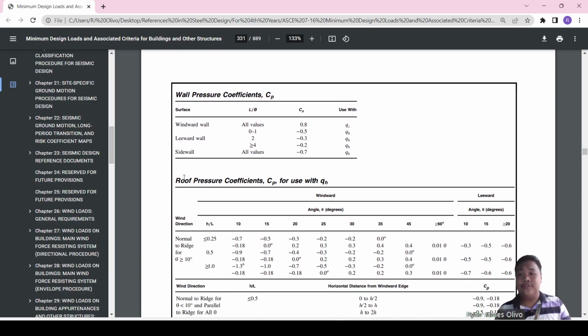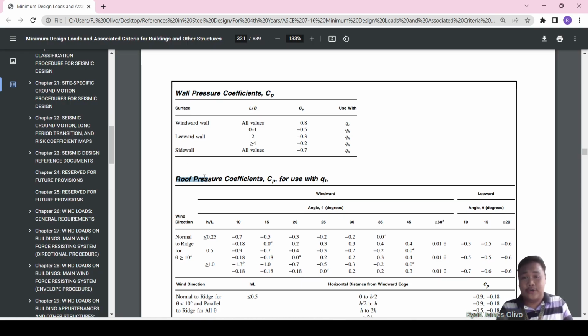Next, we will go to the roof pressure coefficient. By the way, in wall pressure, there is no such thing as parallel to ridge and normal to ridge. But if there is a scenario about that, you just flip the side wall, windward wall and leeward wall. Anyway, it's not important anymore in wall pressure.